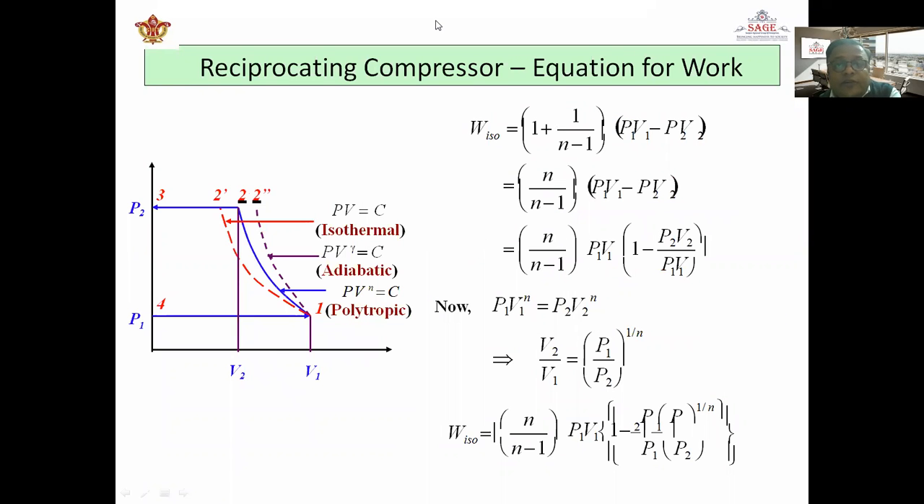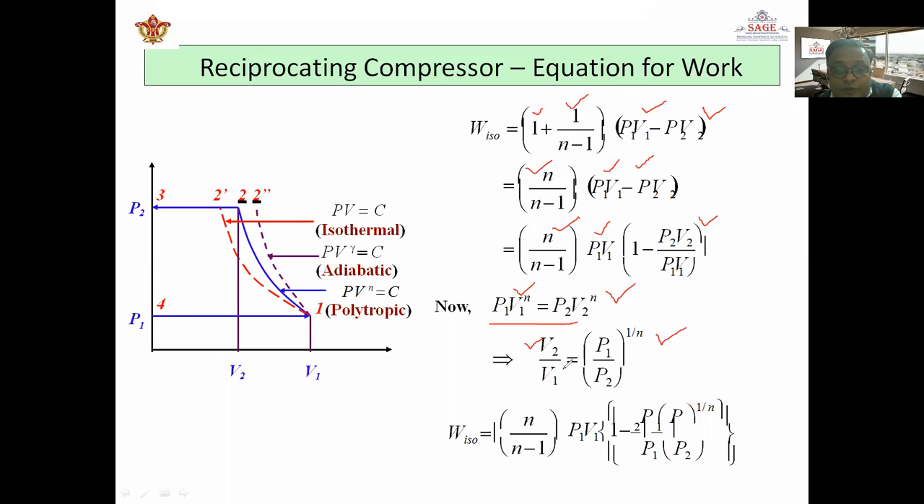So the isothermal work done is represented in the diagram as 1 plus 1 upon n minus 1, and here in the bracket P1 V1 minus P2 V2, n upon n minus 1 P1 V1 times 1 minus P2 V2 upon P1 V1. Similarly, we know that P V to the power n is equal to C. It can be written as P1 V1 to the power n is equal to P2 V2 to the power n. When the relationship is represented in this form, V2 by V1 is equal to P1 by P2 to the power 1 by n.